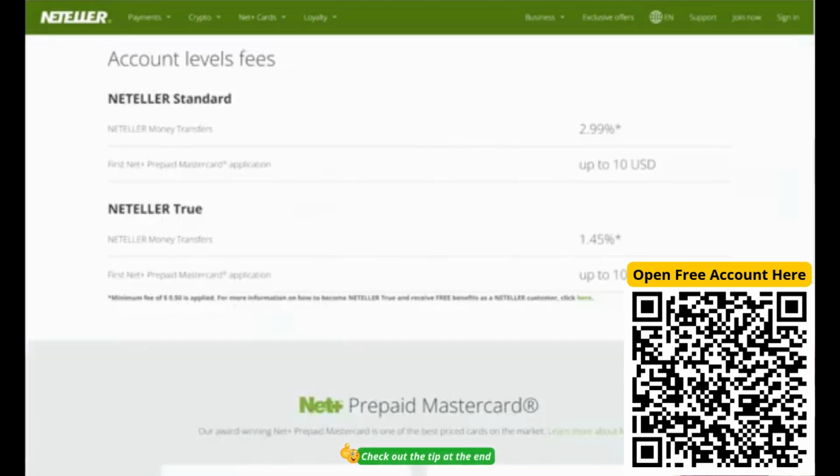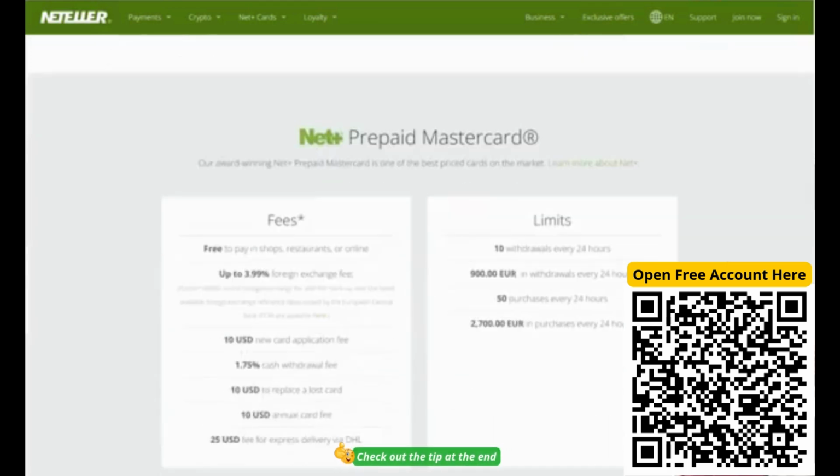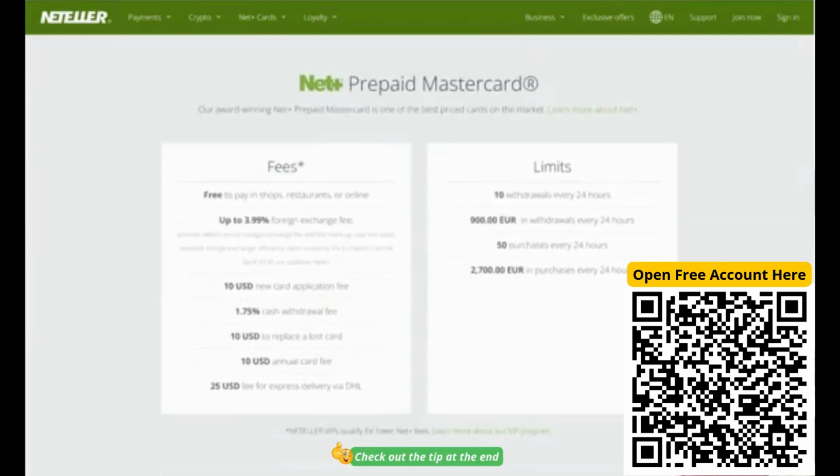There are some levels. If you use your Neteller account a lot, you can decrease the amount of fees that you're going to pay. For example, for money transfers, you can decrease that amount from 3% to 1.45%. If you use the prepaid MasterCard that we are going to explain in a bit, there are always fees involved.